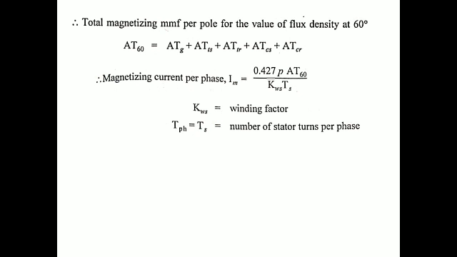After calculating all of these, club them all together and find the summation, which is AT60. After finding this AT60, go for the final formula. The magnetizing current per phase Im is equal to 0.427 times P into AT60 divided by kWs into Ts. Here Ts is the number of stator turns and kWs is the winding factor. P is the number of poles, and 0.427 is the constant. AT60 is the total magnetizing mmf per pole for the value of flux density at 60 degrees.